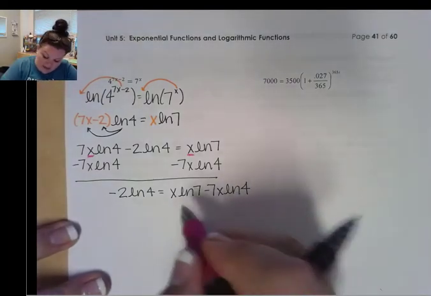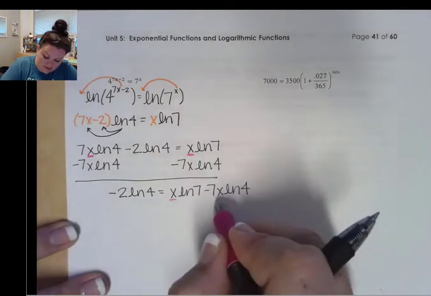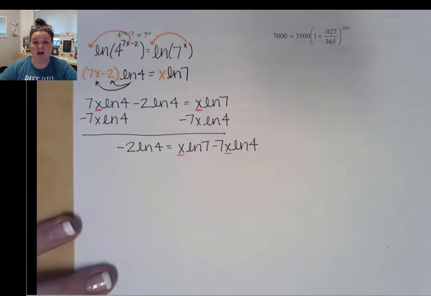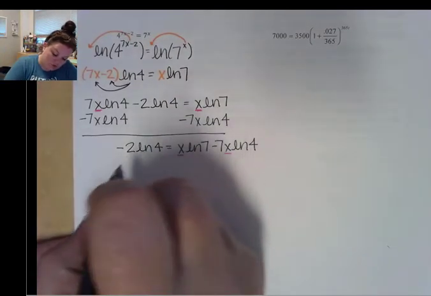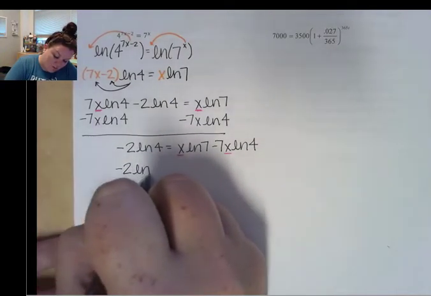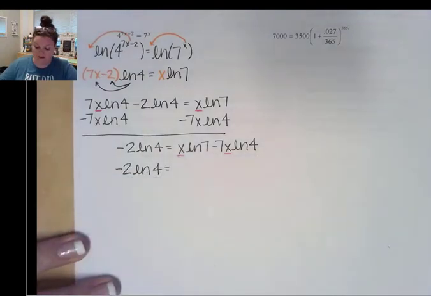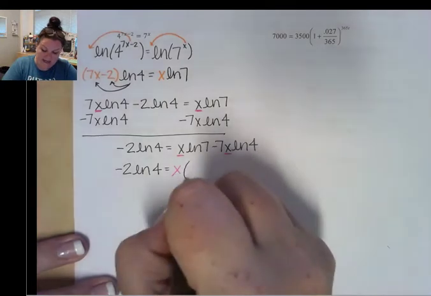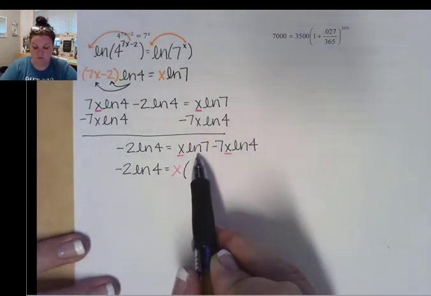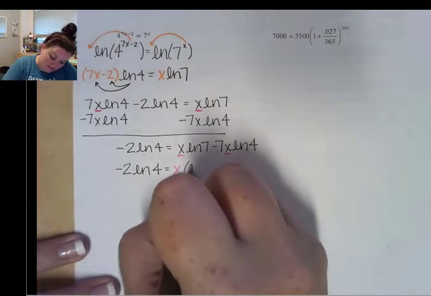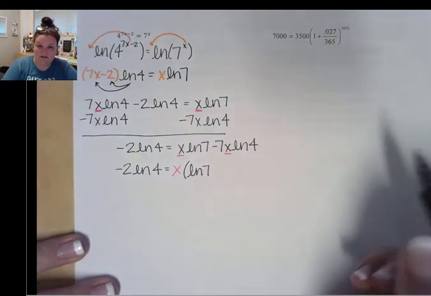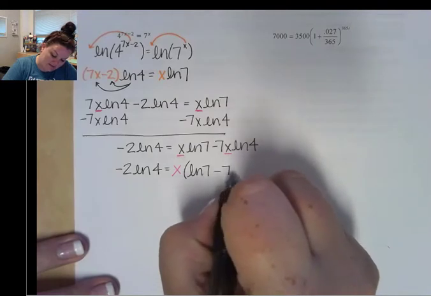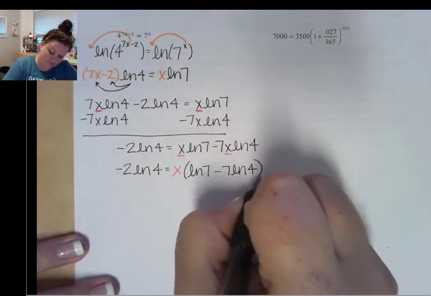Again, solving for x. I have an x in this term, and I have an x in this term. So if we have our unknowns trapped in 2 separate terms, the way that we can get that x by itself is by factoring it out. So if I factor out that x, this first term, when I take its x away, is going to be left with just ln 7. And the second term, when I take its x away, I'm going to be left with negative 7 ln 4.